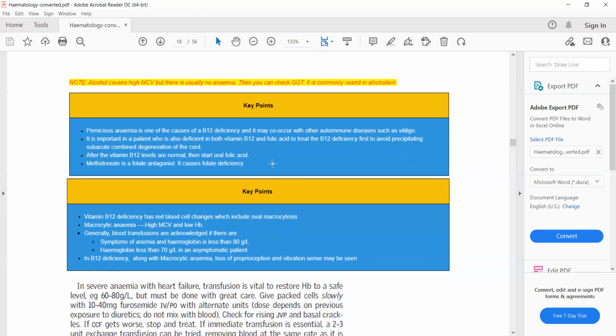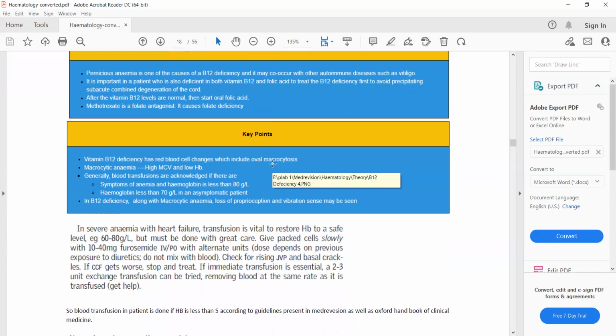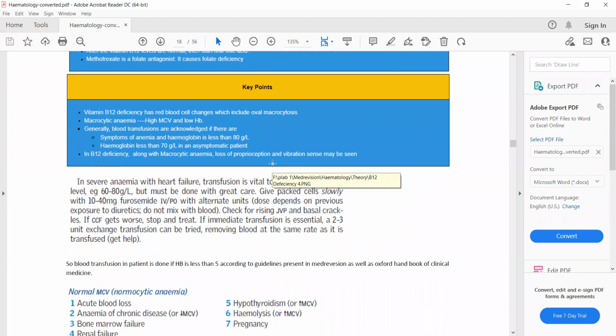Methotrexate can cause folic acid deficiency as well. So the patient with rheumatoid arthritis can present to you with megaloblastic anemia or microcytic anemia or normocytic anemia. All of the three anemias can present in a patient with rheumatoid arthritis.